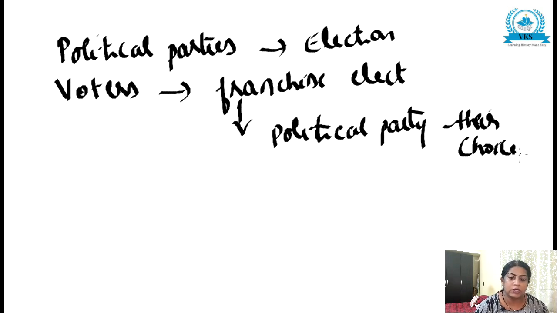So the term election is derived from the Latin word elegere, which means to pick, choose or select, and voting was used in ancient Greece and Rome to select Roman emperors and holy popes. Political parties play a very significant role in election, and voters exercise their franchise to elect the political party of their choice to form a democratic government. The government which the voters elect as such is called the popular government.